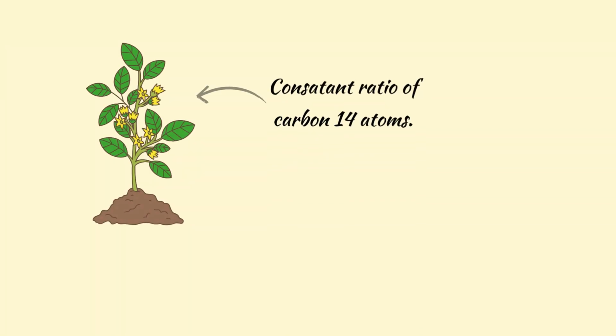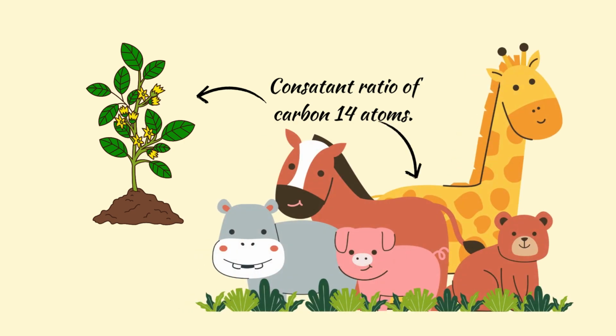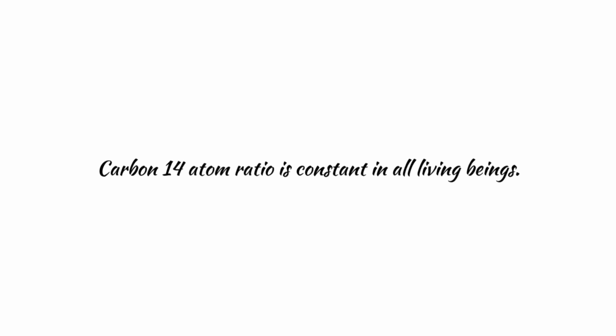So, the plant's body has a constant ratio of carbon-14 atoms, and both the animals that consume plants and the animals that consume other animals that consume the plants have a constant ratio of carbon-14 atoms. Since every living thing has to consume other living things to stay alive, the carbon-14 atoms ratio is constant in all living bodies while they are alive.